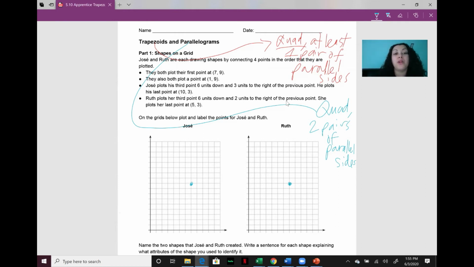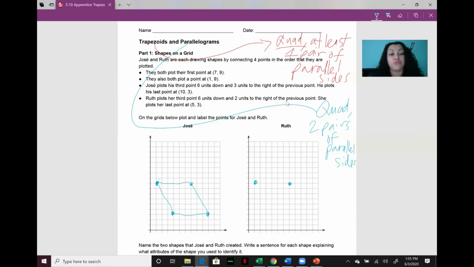They both also plot the point 1, 9. So again, across 1 and then up 9. Jose plots his third point 6 units down and 3 units to the right of the previous point. So again, we go 6 from this point 1, 9. We're going to go 6 units down and 3 units to the right. He then plots his last point at 10, 3. So again, we're going to go across 10 and then up 3. And these are our 4 points, and they would be connected.